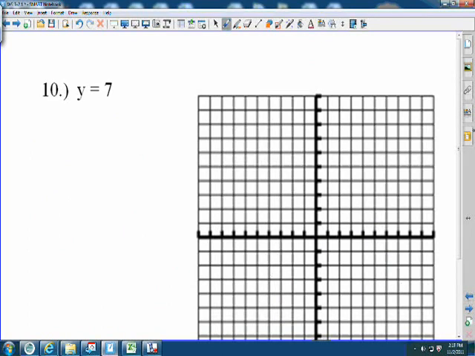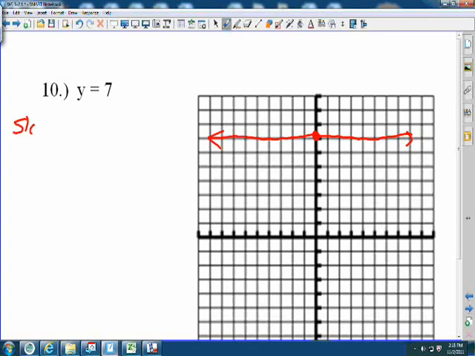The next one says y equals 7. This normally trips people up. If I were you, I'd put it in the calculator and press graph and see what happens. But y equals 7, you'll go up to 1, 2, 3, 4, 5, 6, 7. Y equals 7 is a horizontal line. Okay, so I'm going to go across like this.